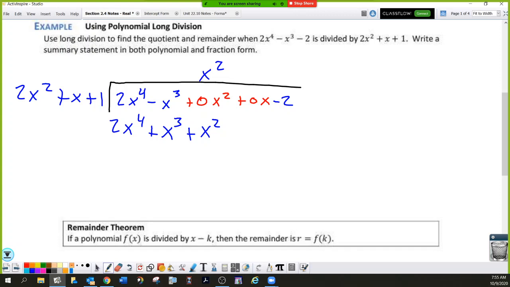Your job here is to subtract and see what's left over. So let's subtract straight down. 2x to the fourth minus 2x to the fourth is 0. Fantastic. Watch your negative signs. Negative x to the third minus x to the third is negative 2x to the third. 0x squared minus x squared is negative x squared. And now you bring down the 0x.